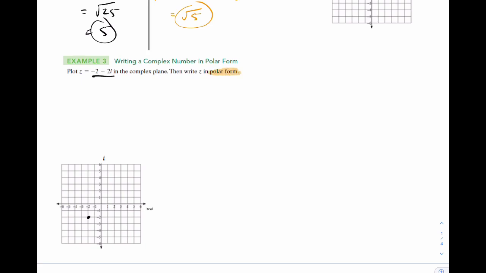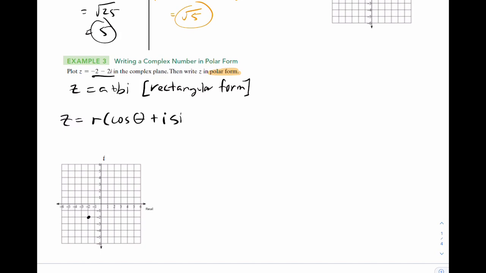So first, let's recall rectangular form. a plus bi, that's what we started with. This is called rectangular form. Now there's a new form. z equals r cosine theta plus i sine theta. Right here, this is what we call polar form. So this is going to be new for you, so make sure you write this down.